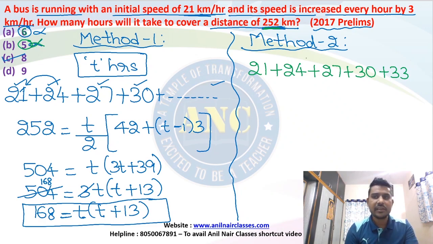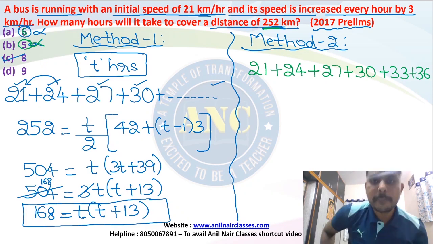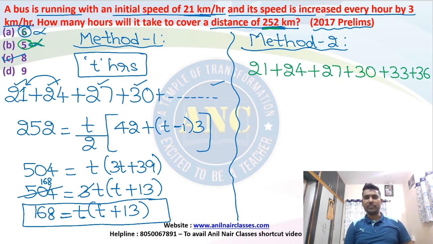Sixth term also let me include. That means I will include 36. If I include 36 also, now I don't want you people to add the entire 6 terms and waste your time. Rather than that, please apply the concept of averages.